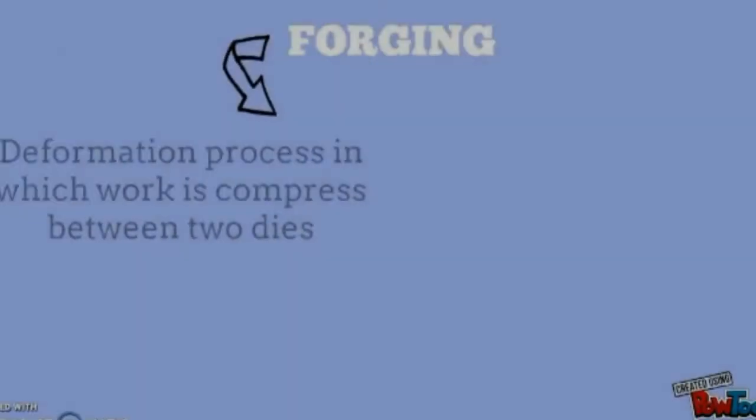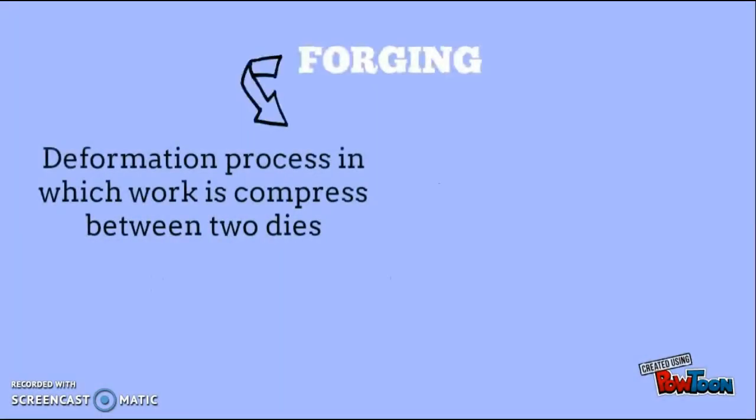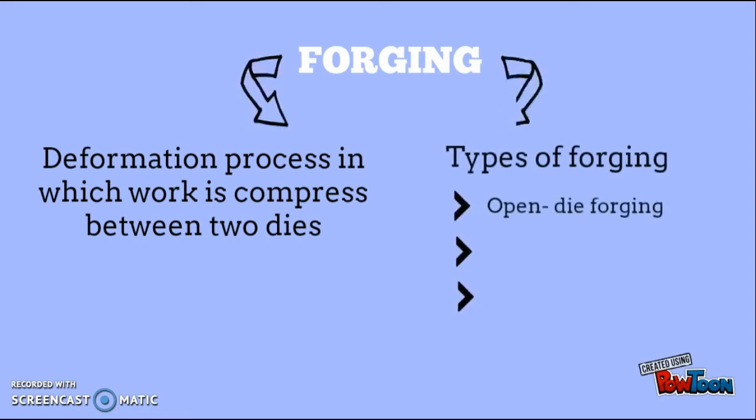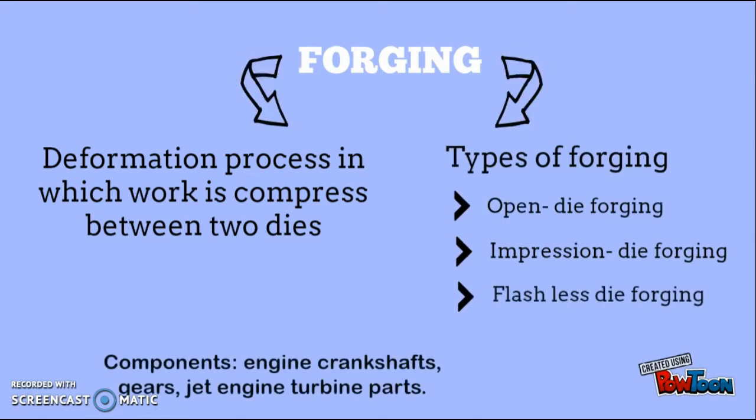And then the second process is forging. Forging is a deformation process in which work is compressed between two dies. There are three types of forging dies. Firstly is open die forging, secondly is impression die forging, and thirdly is flashless forging. Examples of components are engine crankshafts, gears, and jet engine turbine parts.